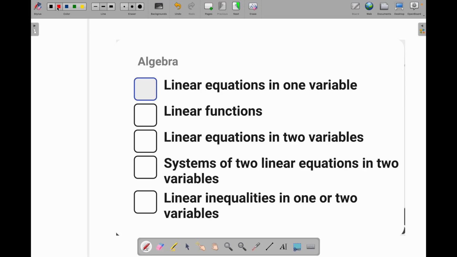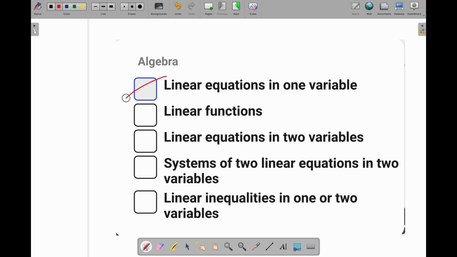Today we're going to be going over the algebra portion of the SAT, which covers 5 topics. We have linear equations in one variable, linear functions, linear equations in 2 variables, systems of 2 linear equations in 2 variables, and linear inequalities in 1 or 2 variables. But I'm going to keep this simple with y'all. A lot of these things are the same thing.